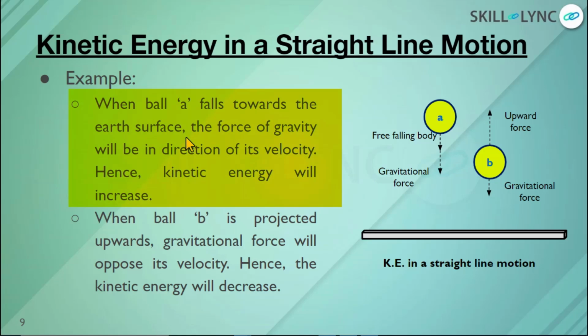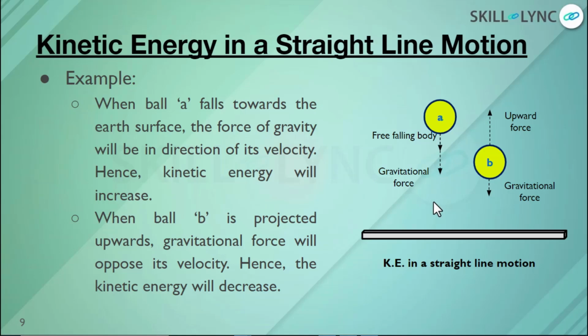When a ball A falls towards the Earth's surface, the force of gravity will be in the direction of its velocity. Hence, kinetic energy will increase. Let's see this in the figure again. When a ball A falls towards the Earth's surface, the force of gravity would be in the direction of velocity.